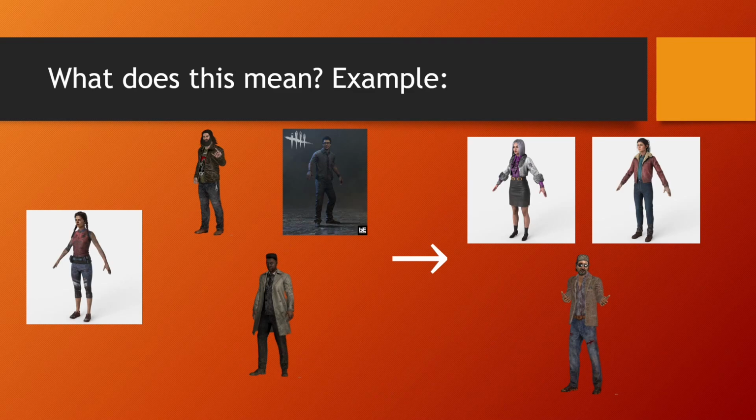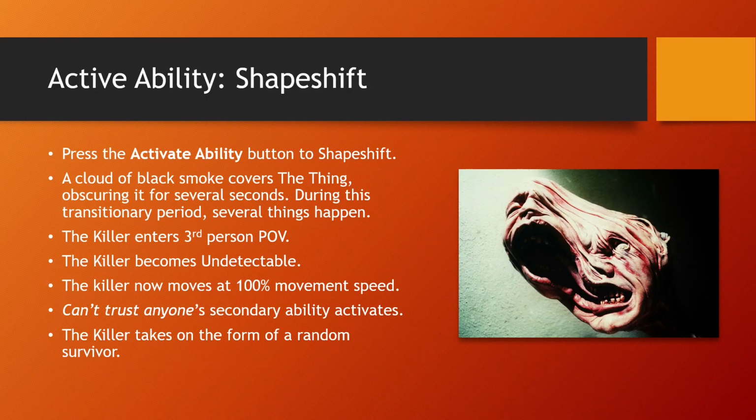Okay, so now that we got that out of the way, let's talk about the killer's active ability, which is Shapeshift. If you ever watched The Thing, you know that the Thing can make itself look like anyone, anytime, and perfectly disguise themselves. So, how would the Thing do this in Dead by Daylight? When you press the activate ability button, you would Shapeshift, which would do several things. First, a cloud of black smoke would cover you, the Thing, and obscure you for several seconds. This is so Behavior doesn't have to animate you actually shapeshifting, because I could see that being a pain.